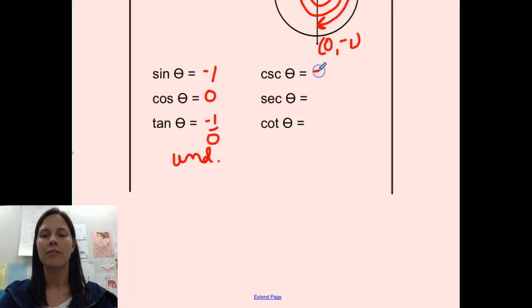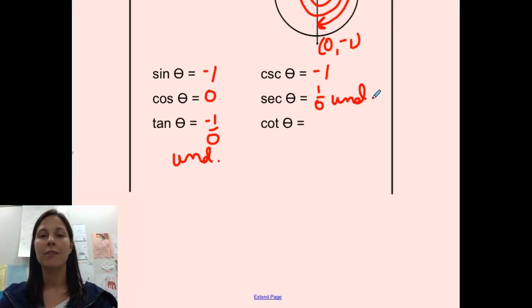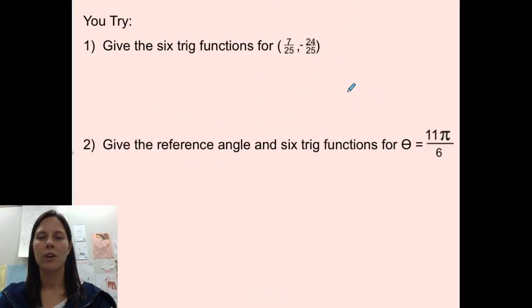Cosecant, the reciprocal of negative 1. Secant, the reciprocal of 0. You would end up flipping it, and 0 would be in the denominator, which would make it undefined. Now the reciprocal of undefined, if you think about flipping that 0 over negative 1, cotangent would end up being 0. And you have 2 U-Try questions today.